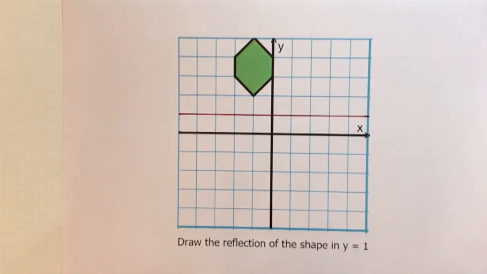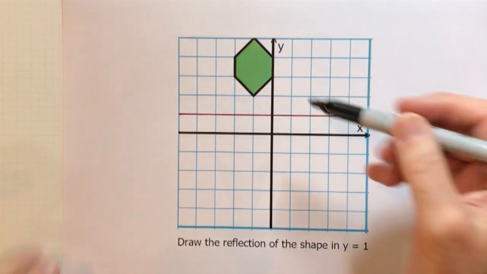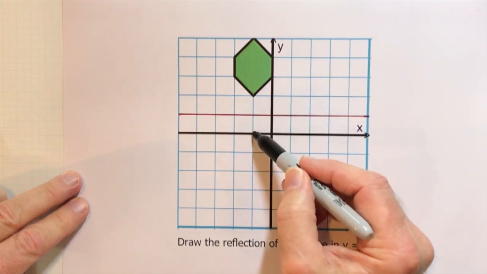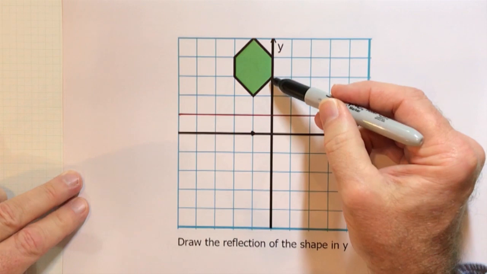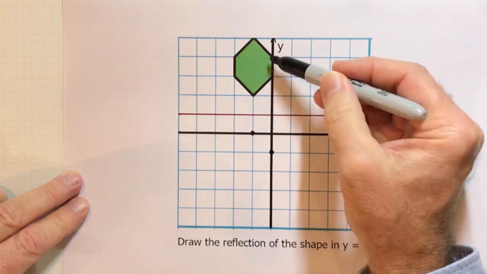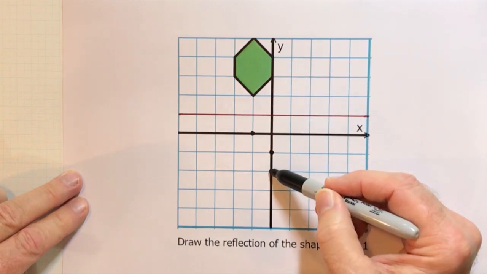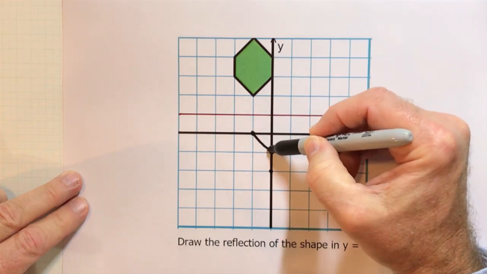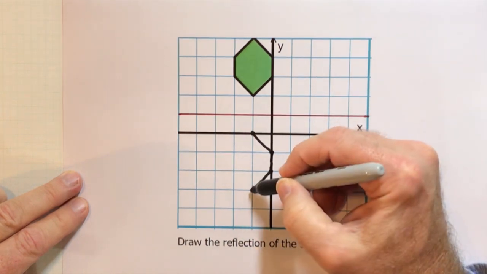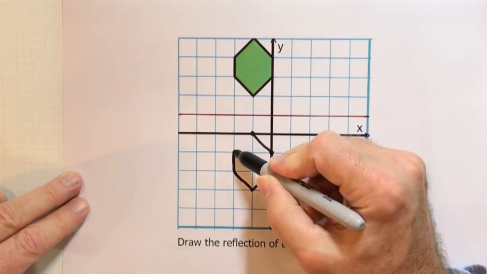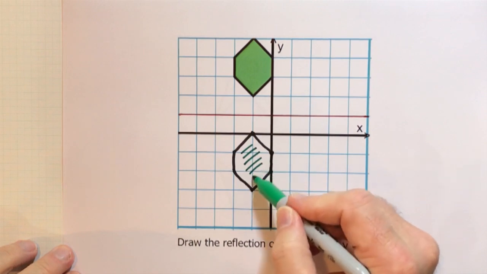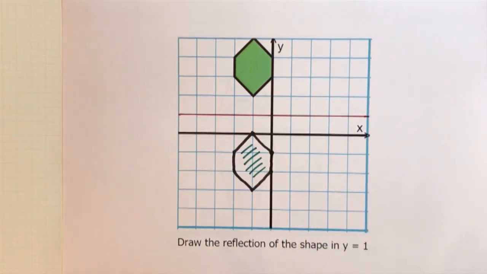And now every point on my hexagon has to be reflected in this red line. So the bottom point is 1 square above the red line. We'll go 1 square below the red line. This one is 2 squares immediately above it. So we'll go 2 squares below. That's 3 above. We'll go 3 below. And already I can see the hexagon taking shape. The reflection looks like it's going to go to there, there, there, and there. So that is my reflected hexagon in the line y equals 1.